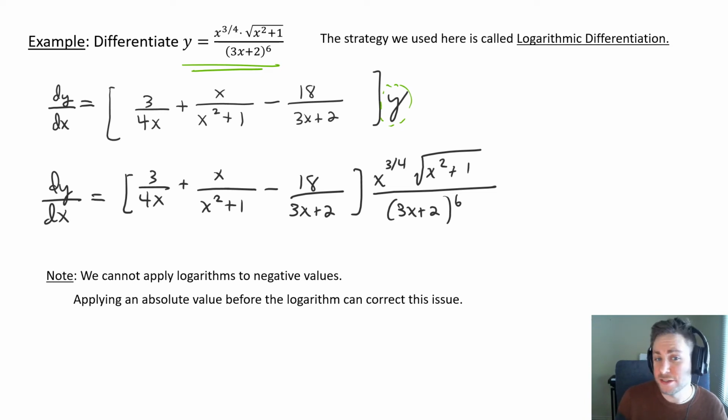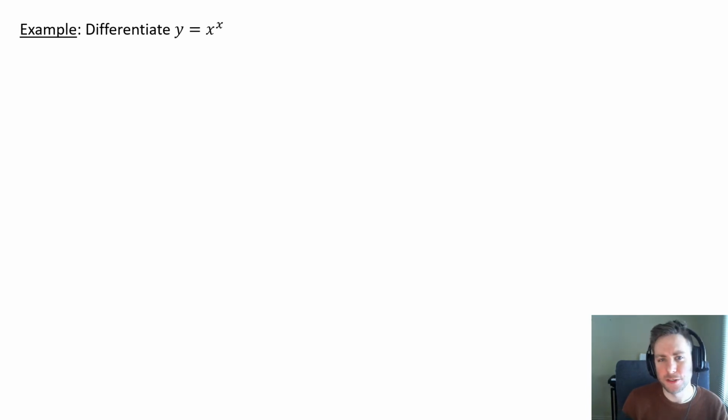And actually, it doesn't complicate things all that much to take an absolute value first, because we know ln of the absolute value of x still has an easy derivative that we talked about previously. Let's consider this function, for example.